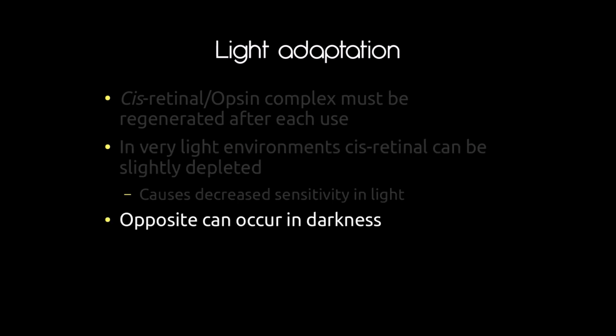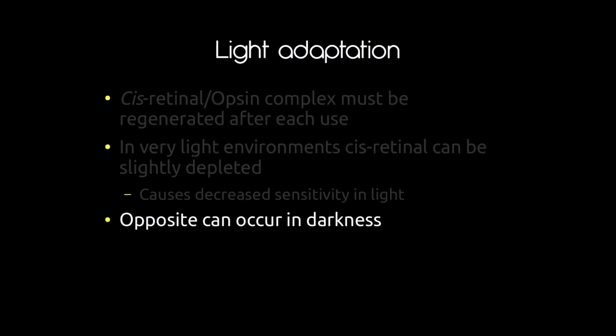Well, it turns out the opposite is also occurring in darkness. As you go into darkness, you have less light hitting your photoreceptors and changing cis-retinol to trans-retinol, which means your body has time to catch up in its regeneration of the cis-retinol. And as you catch up and build up your reserves of cis-retinol, your eyes become more sensitive to light. And so you get dark adaptation happening that way.